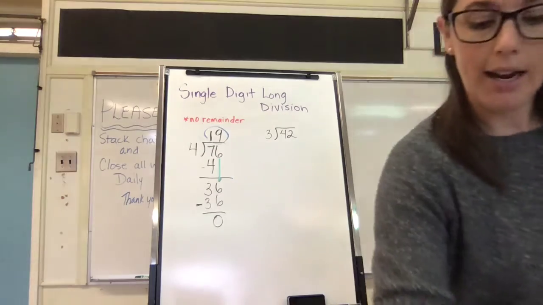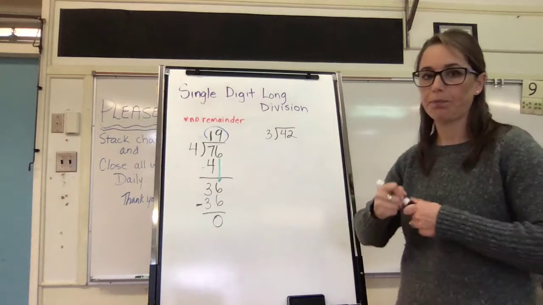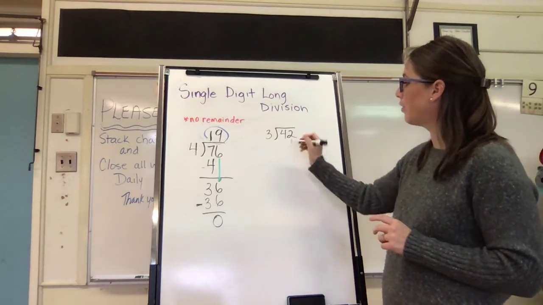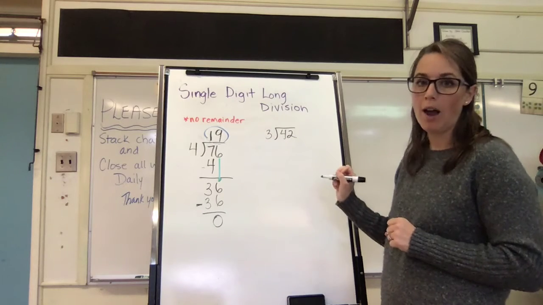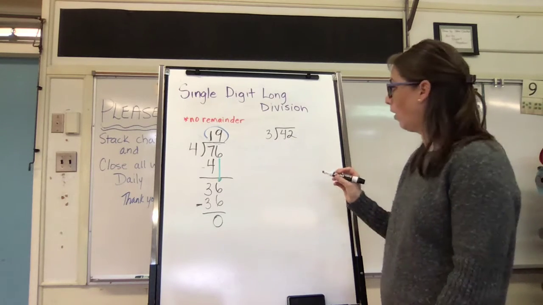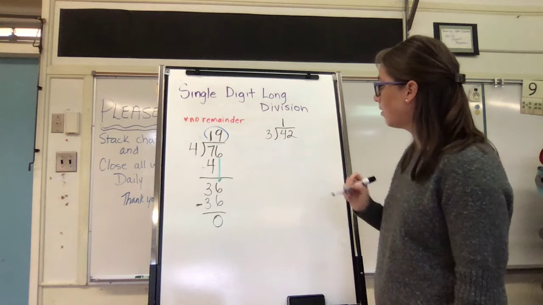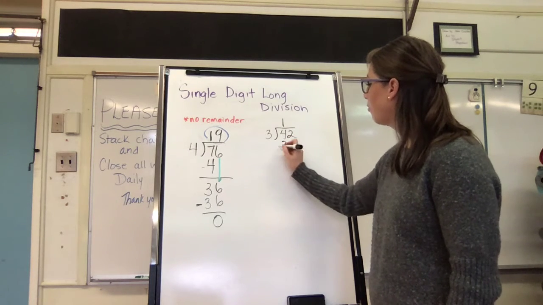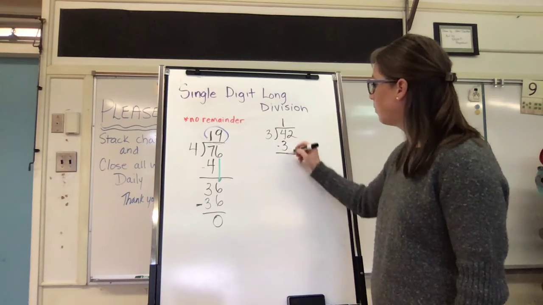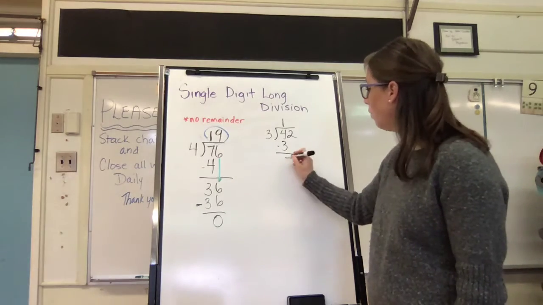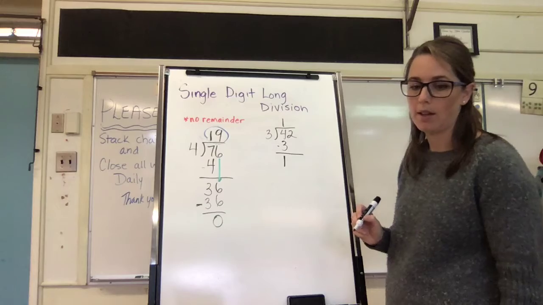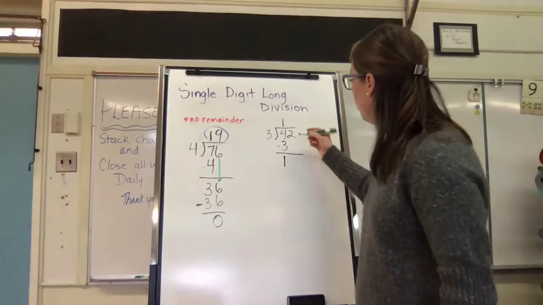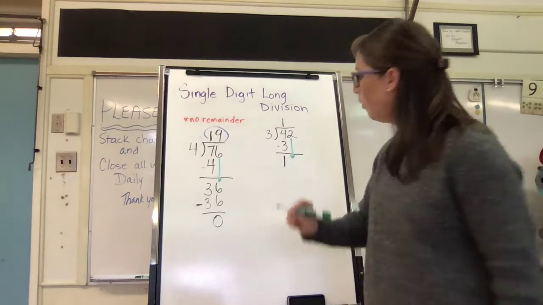3 into 42. So, again, we're looking at the first number here as 4. How many times can 3 go into 4? Well, we know that that's once. Multiply 1 times 3. We know that that's a 3. We're going to subtract 3 from 4, which gives us 1. From here, we're going to bring down the 2.